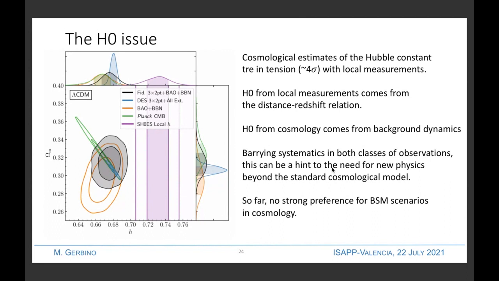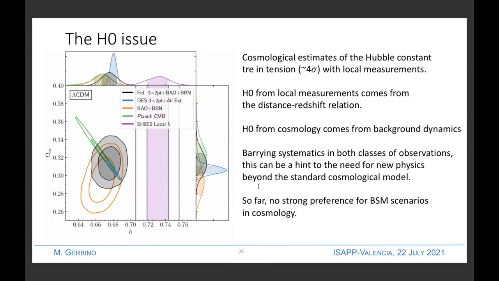The level of disagreement today is at the level of 4 sigma, more or less, with the current picture. Different cosmological datasets prefer a lower value of H-naught with respect to astrophysical or so-called direct measurements of the Hubble constant, as summarized by this plot on the left, where the contours come from cosmological datasets and the vertical bands are instead the astrophysical measurements of H-naught. And you see that these two sets of constraints do not overlap at all with each other, showing that there is some tension between these two.